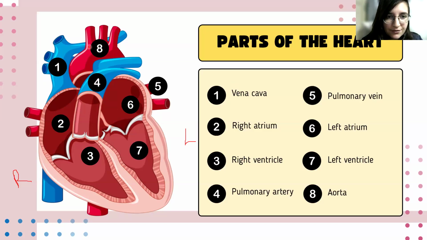Okay? And then from the aorta, it goes to all the rest of the body. Now you will see this gap, you see the right side is separated from the left side. The part that separates the left and the right side is called the septum. Let me just write it down here. So this part is called the septum.